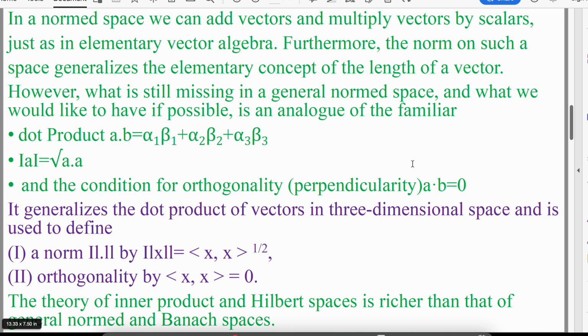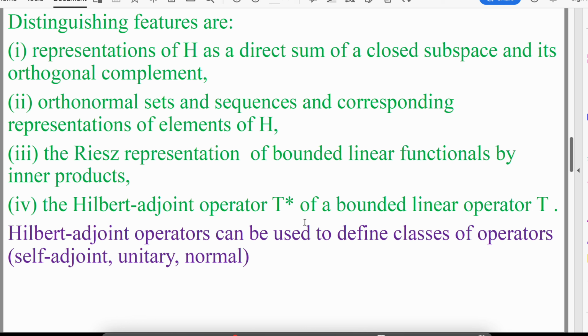So it generalizes the dot product of vectors in 3-dimensional space and is used to define norm, which we have defined like square root of inner product of x with x. Also orthogonality is defined by inner product of x with y being 0. So the theory of inner product and Hilbert space is richer than the general norm space and Banach space.